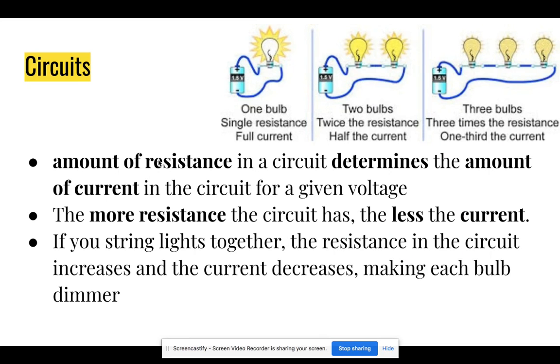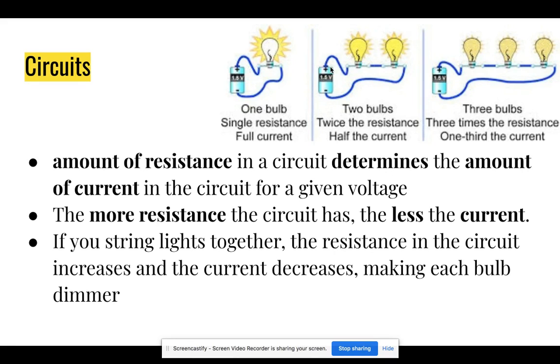So the amount of resistance in a circuit determines the amount of current in the circuit for a given voltage. The more resistance the circuit has, the less current. If you string lights together, the resistance in the circuit increases and the current decreases, making each bulb dimmer. Okay, so as you can see in the picture up here, one bulb, single resistance, full current. So it's got quite a bit of current going through. Light's pretty bright. Then you got two bulbs. The current that's going through is less.